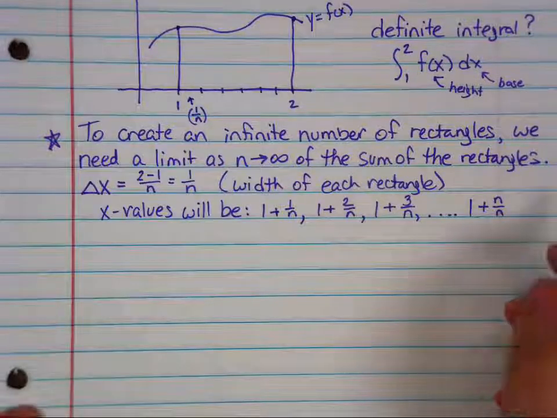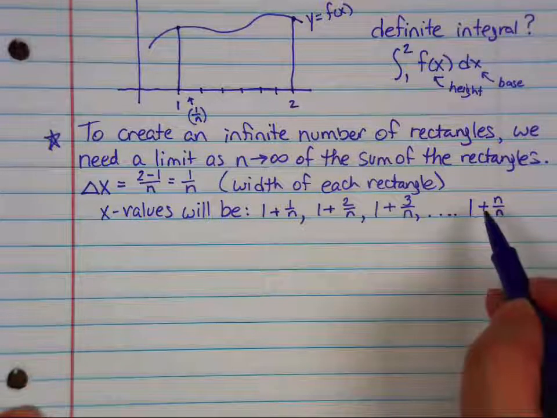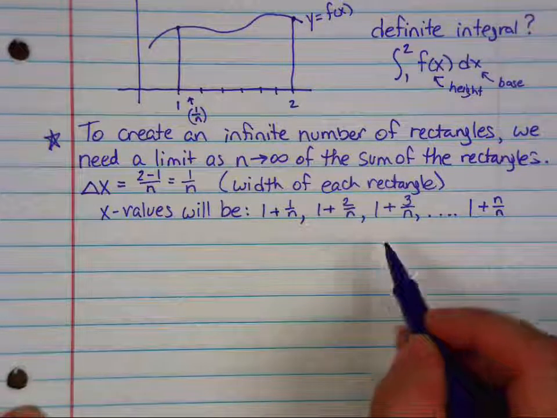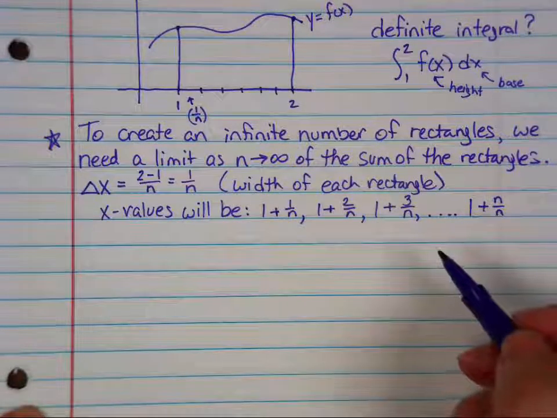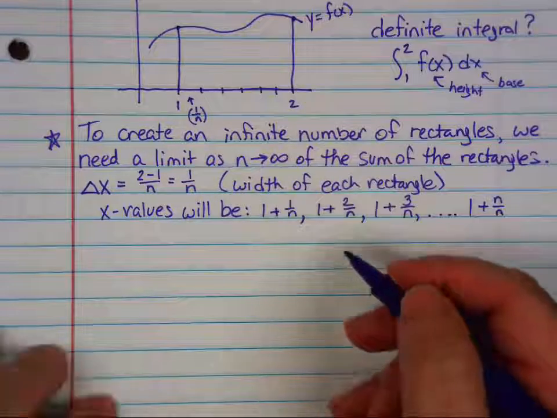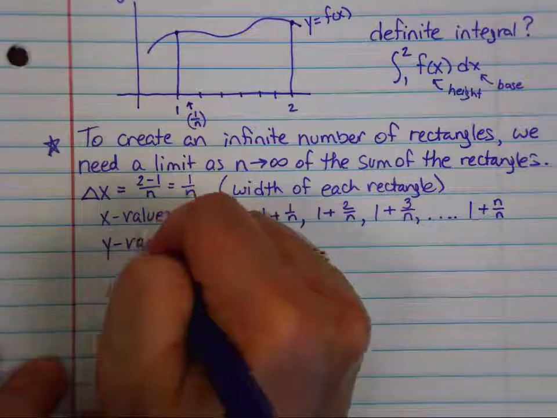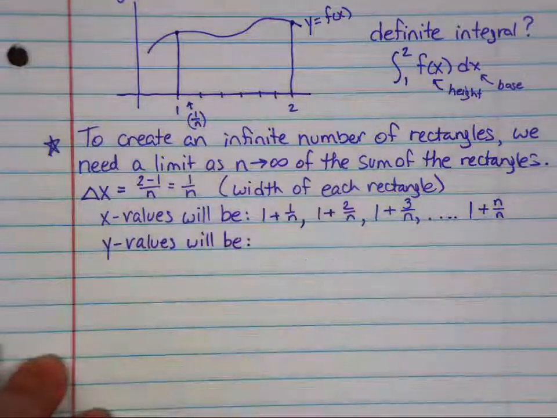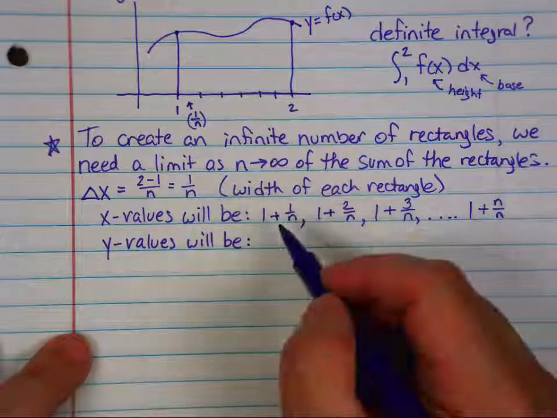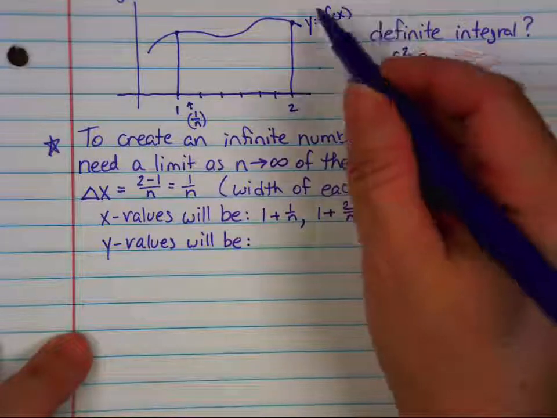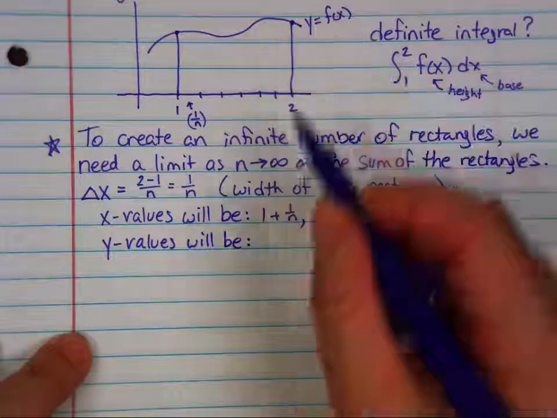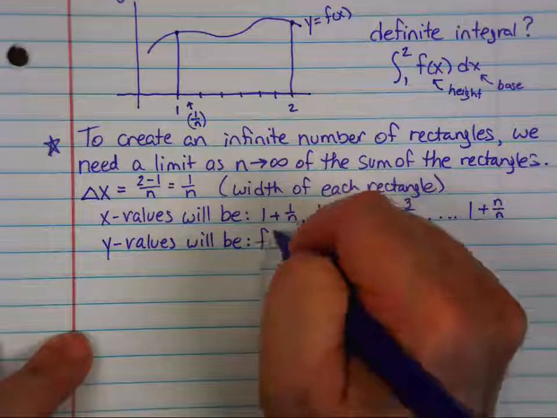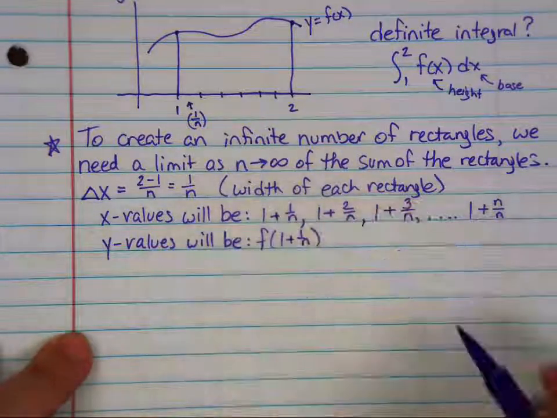Okay. So there are my x values. And why do I need those? Because I can't find y values unless I know where the x values are. And the y values are going to give me my height. So the y values will be, okay, my function in this case is just called f of x. So if x is this, y would be f of this. Do you all agree with that?